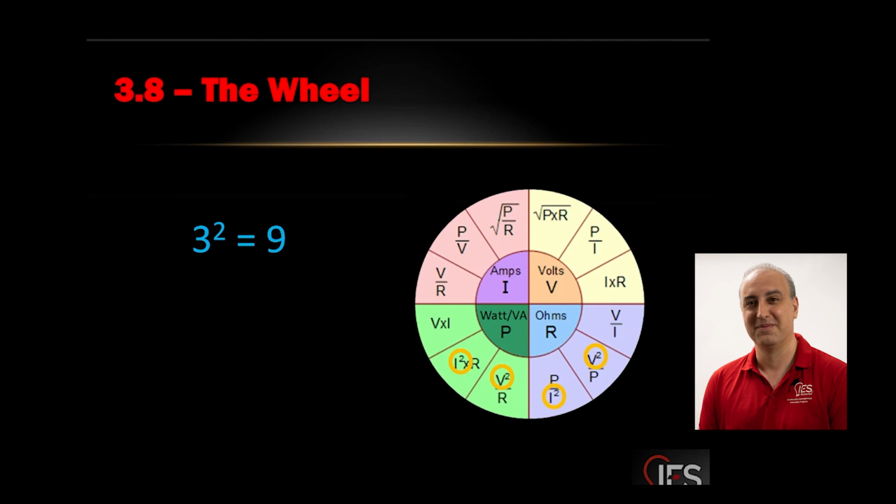Now, square root is the opposite. Again, all you have to remember is this: 3 squared is 9. Square root of 9 is 3. So when you see square root, it's saying what number was multiplied by itself that gave you this. When I see 9, I'm asking what number was multiplied by itself to give me 9?